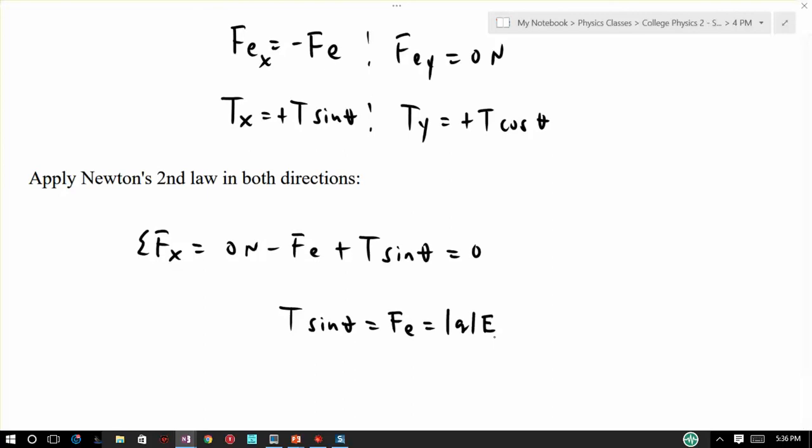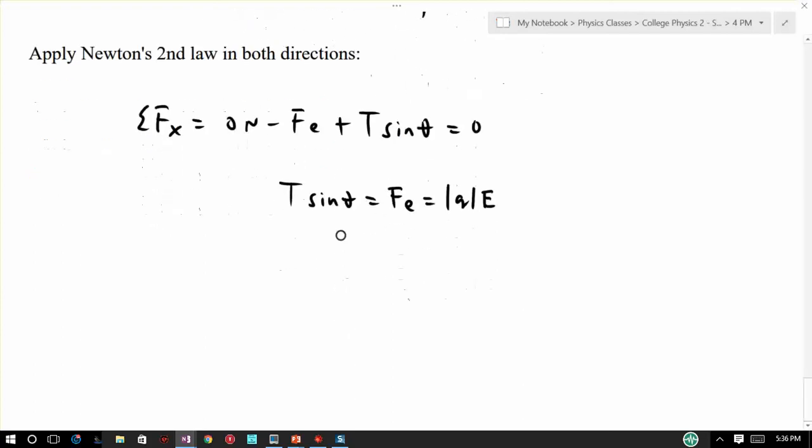Okay, so the question is, what is theta? So with this equation alone, can you find theta? No, because you don't know T. T isn't known initially, right? Unless you're given T, but we're not given T, right? So you know Q and E, but you don't know T or theta, right? So that's the problem, right?